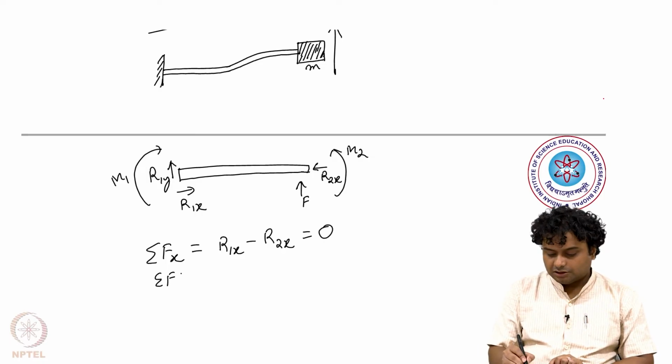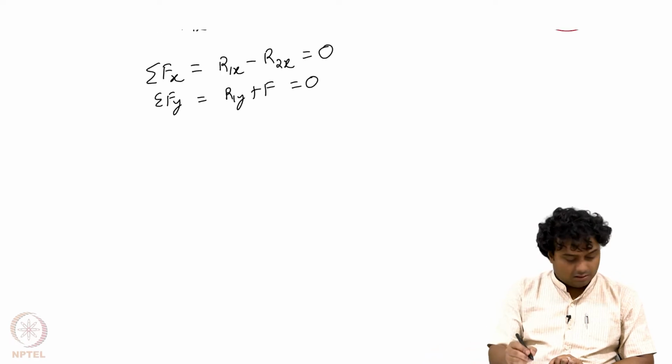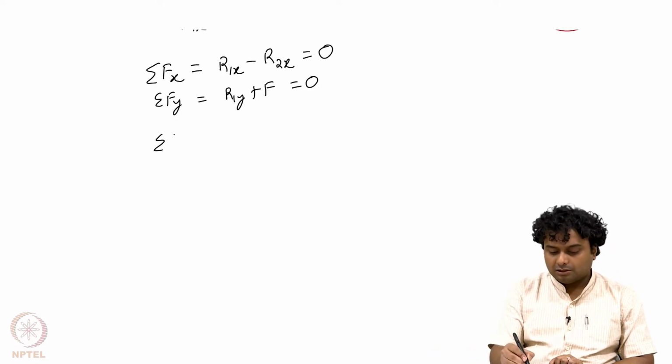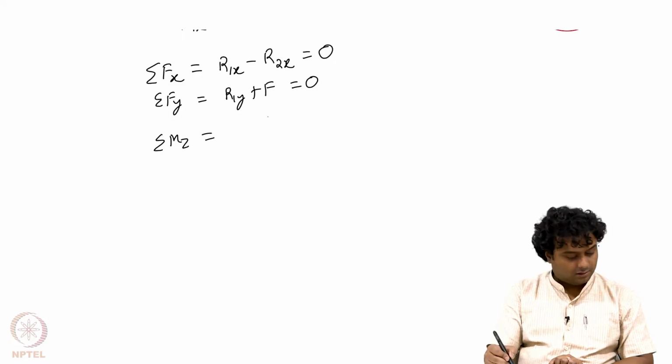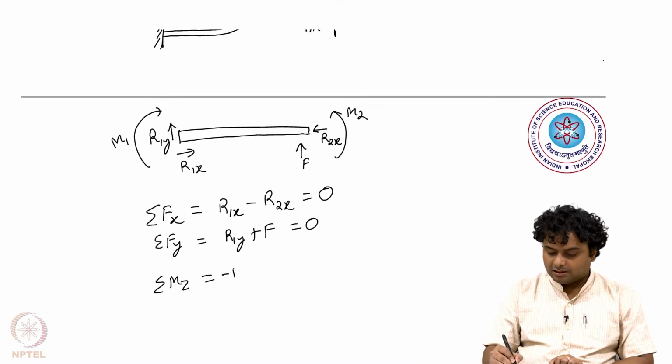Then summation over Fy equals R1y plus F equals 0, and then summation over moment Mz equals minus M1 plus M2 plus FL equals 0.